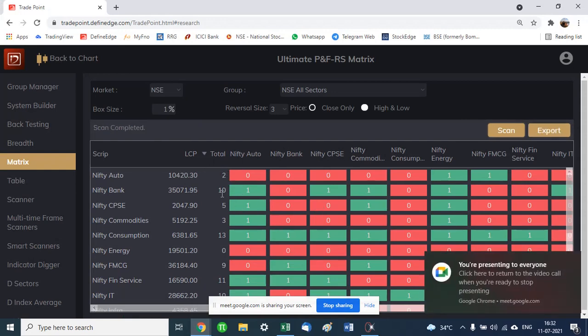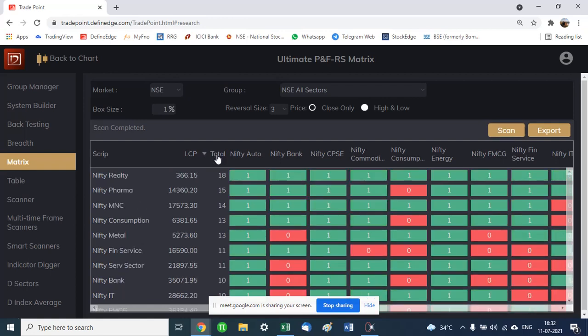So when we get this result, we can click on total. This will arrange the results for us. On weekly also, we can find realty to be the strongest index because it is stronger than all the others. It has got a 1 score when compared to other sectors. Then comes pharma, then the MNC sector, then consumption.